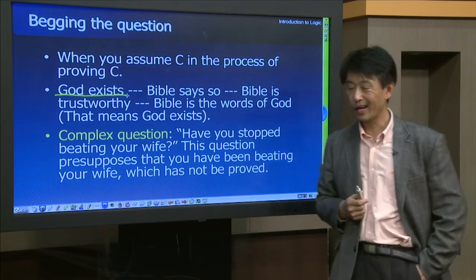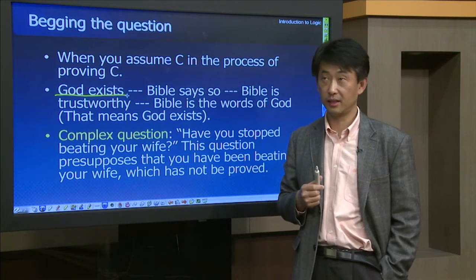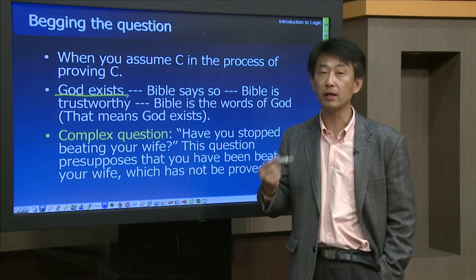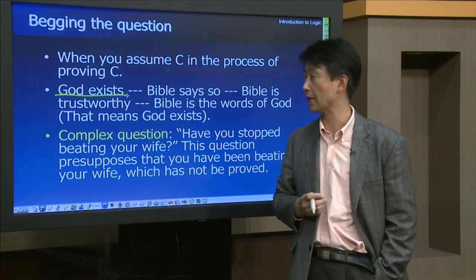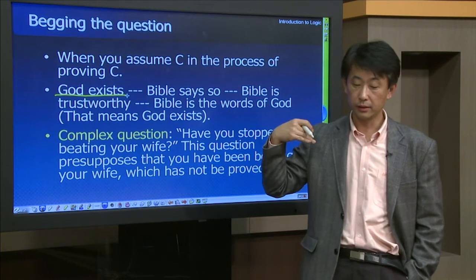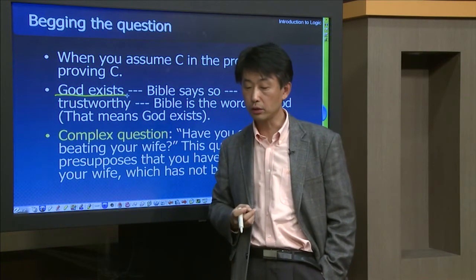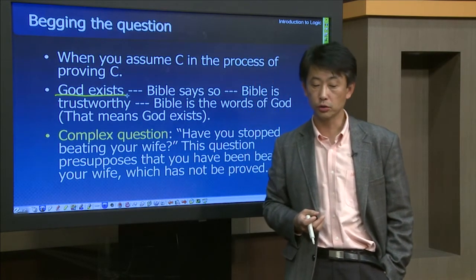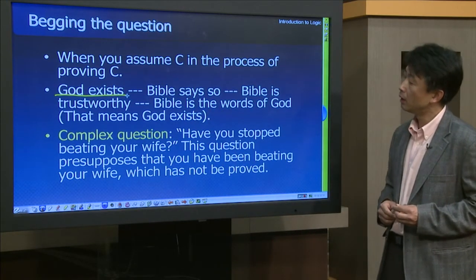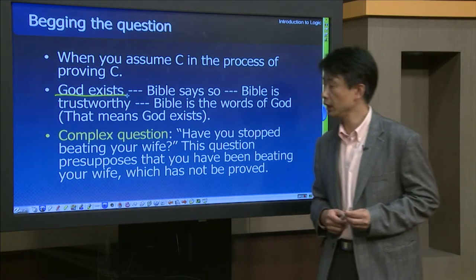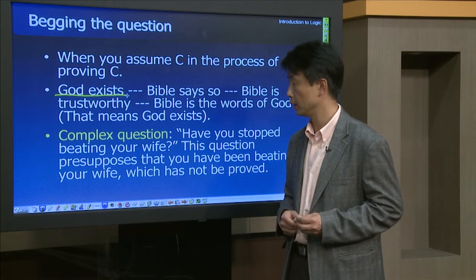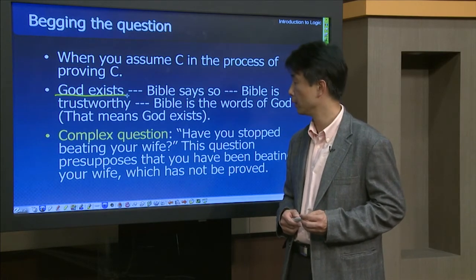Okay? There are many other, I think, better proofs of God's existence than this. This is begging the question, but there are other arguments for the existence of God that are a lot better than this. Complex question is classified as a kind of begging the question in the book.